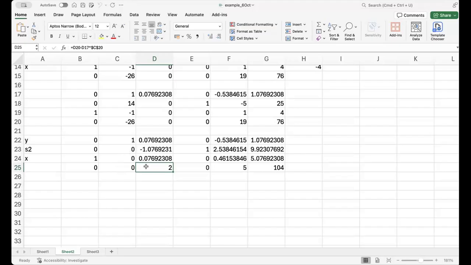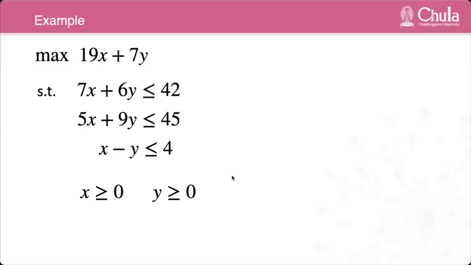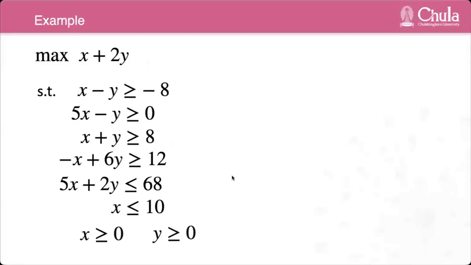Then you obtain this finally, and this is the result. All coefficients are positive, then we stop. And this element is the optimum value of our objective function. Okay, we move to the next one, the next example. This one.